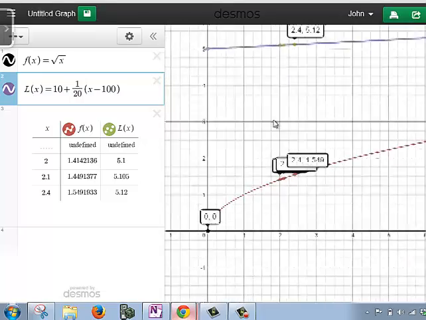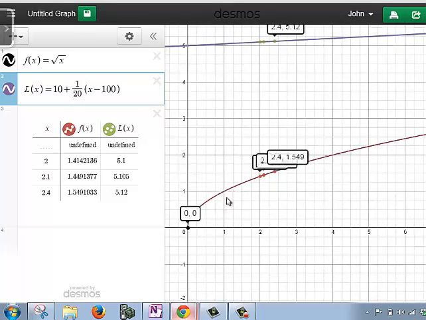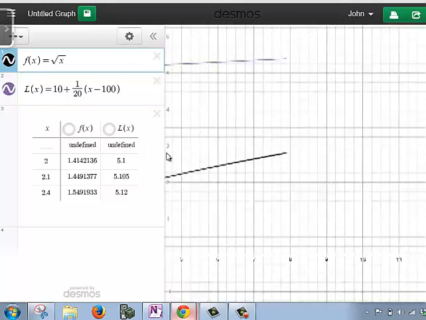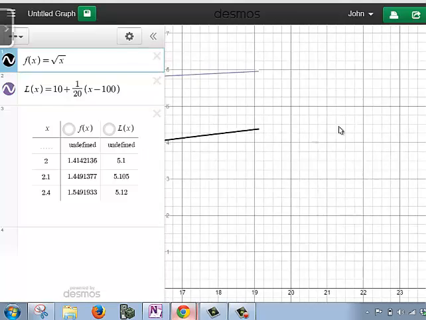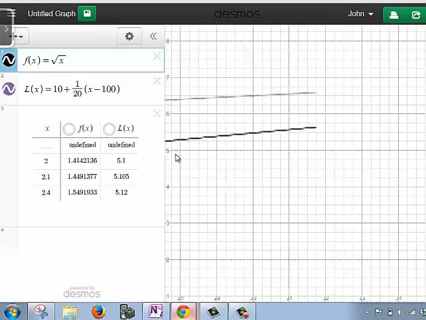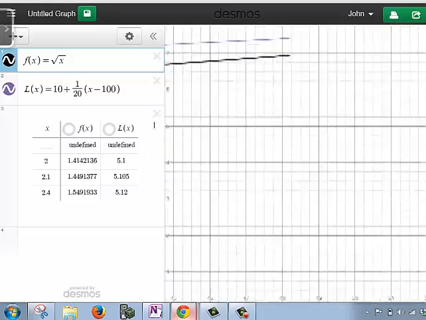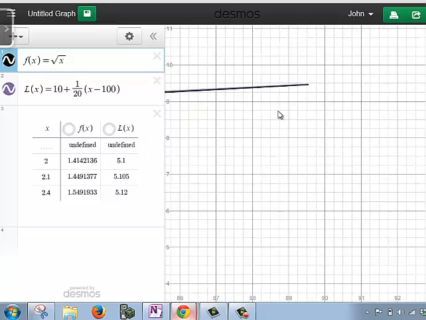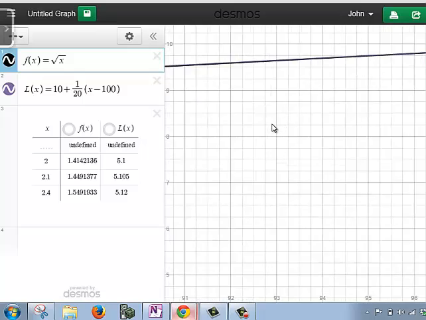And you could see here that this is my square root function, and here's a linearization. But if we go all the way out to, remember where the linearization is being done at, it's being done at 100. So I have to go all the way out to, I'm at 50 now. So I'm going to hurry up and get out to 100.